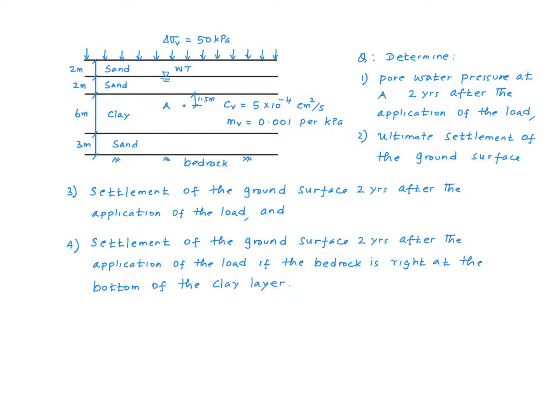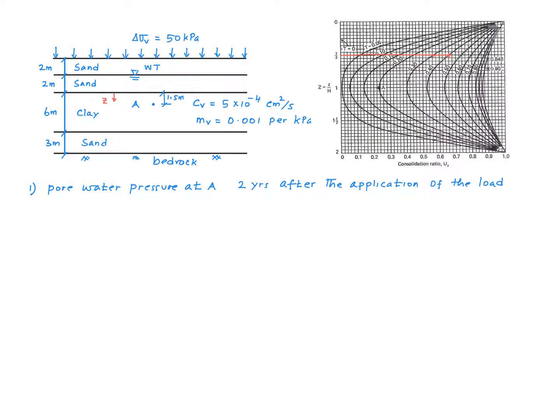The third part of this problem concerns this problem, which is a doubly drained problem. The fourth part concerns a what if situation. What if this problem had actually been a singly drained problem? Let's go ahead and do the first part of the problem. We want to calculate the pore water pressure at point A 2 years after the application of the load.